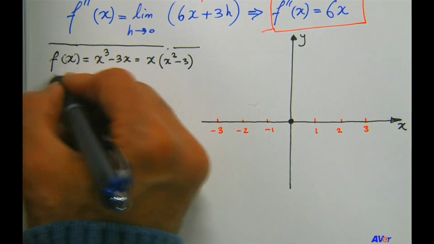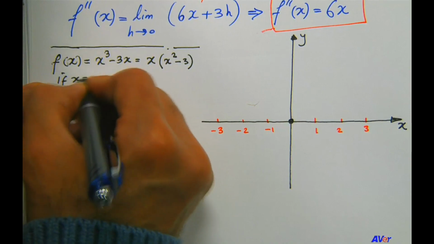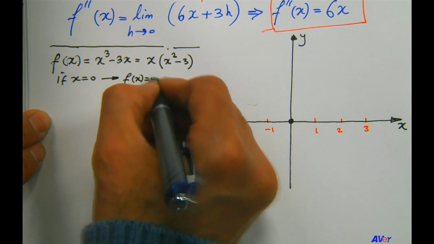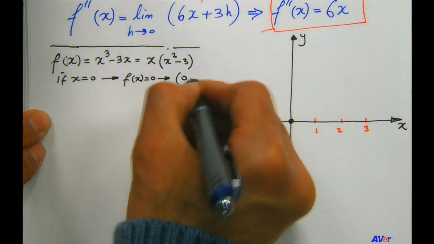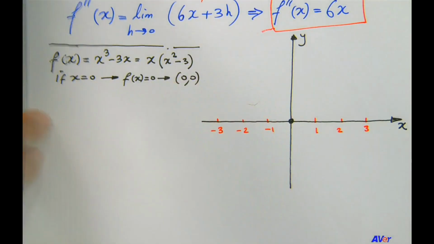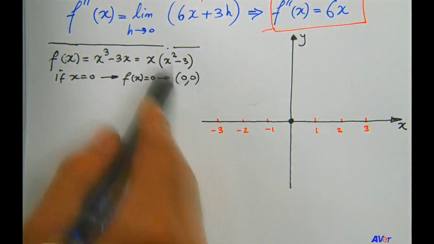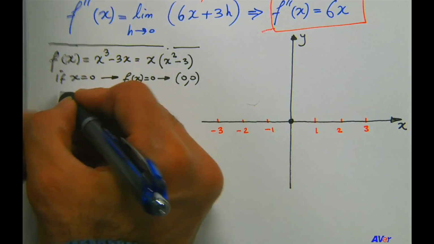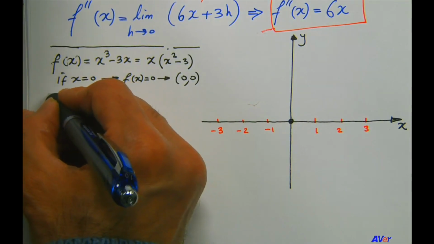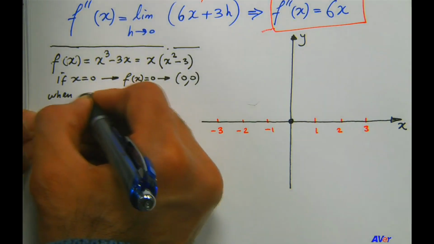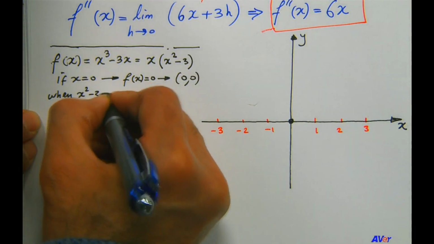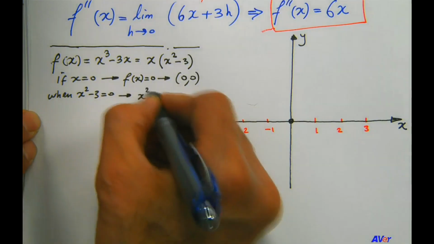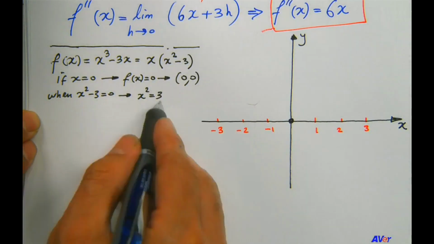So if x equals 0, then f of x equals 0. So one of the intersection points, an x and y intercept for this function, is the origin. How about this piece? When x squared minus 3 equals 0, then x squared equals positive 3, right?